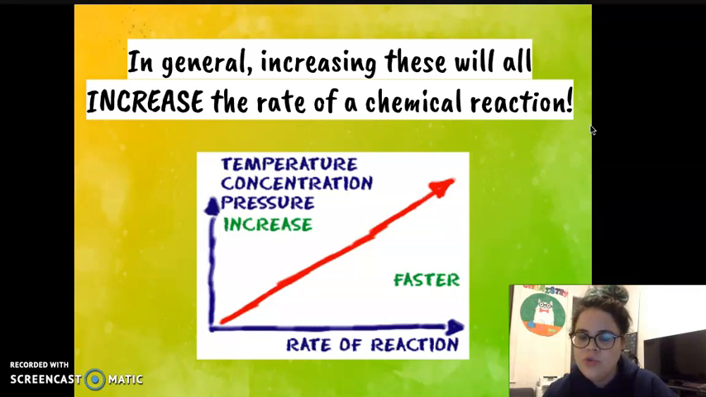Okay, the one to keep in mind is pressure is only going to impact gases, and similarly surface area really only impacts solids because you can't change the surface area of a liquid or a gas.